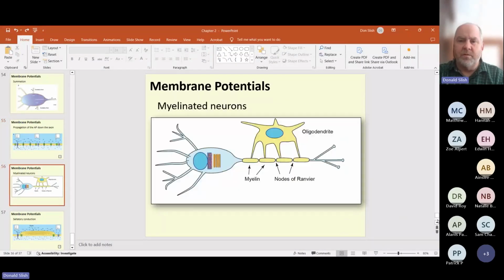Okay, so here's myelinated neurons. This myelination is put on by oligodendrocytes in the brain, and Schwann cells in the body. Basically, it's just a bit of their plasma membrane that goes out and wraps around the axon over and over and over again. So you've got many, many layers of phospholipid bilayer, and that provides insulation.